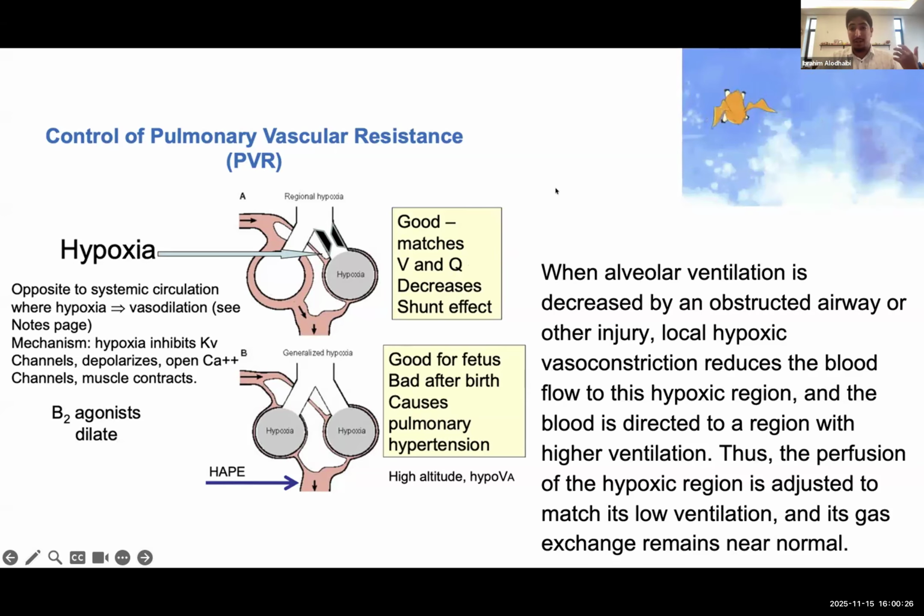Muaaz also put a question about beta 2 agonists. It's not important for you guys to completely understand what those are and how those work, but you should know that beta 2 agonists act to dilate in this context.